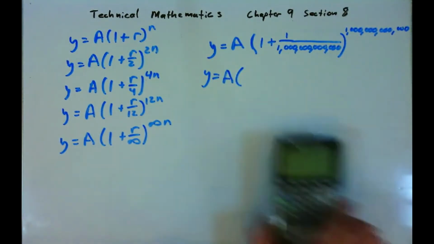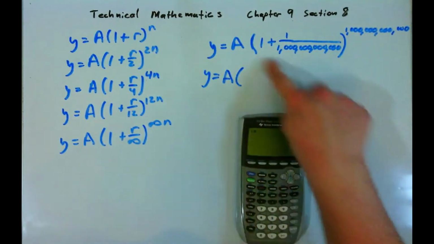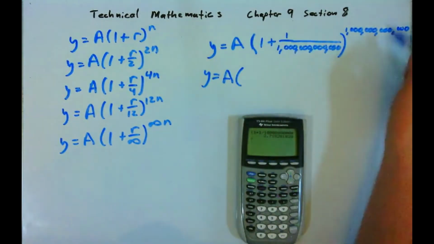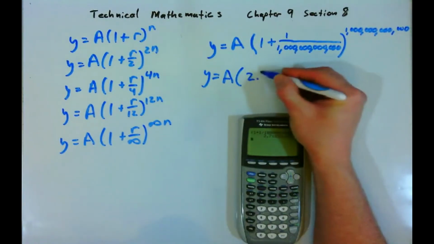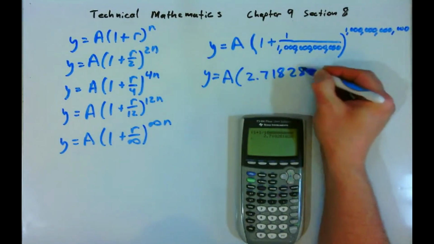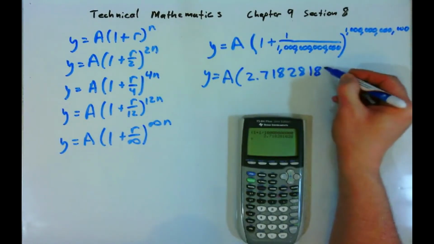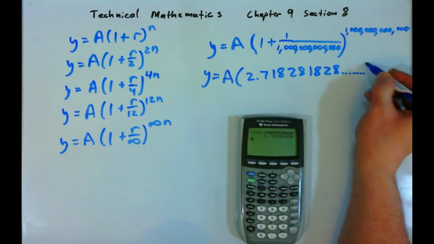So we will have open parentheses, 1 plus 1 divided by 1 trillion, close parentheses, raised to the 1 trillion power. And the number that we get, this all works out to be 2.71828182 8, and this will go on forever.